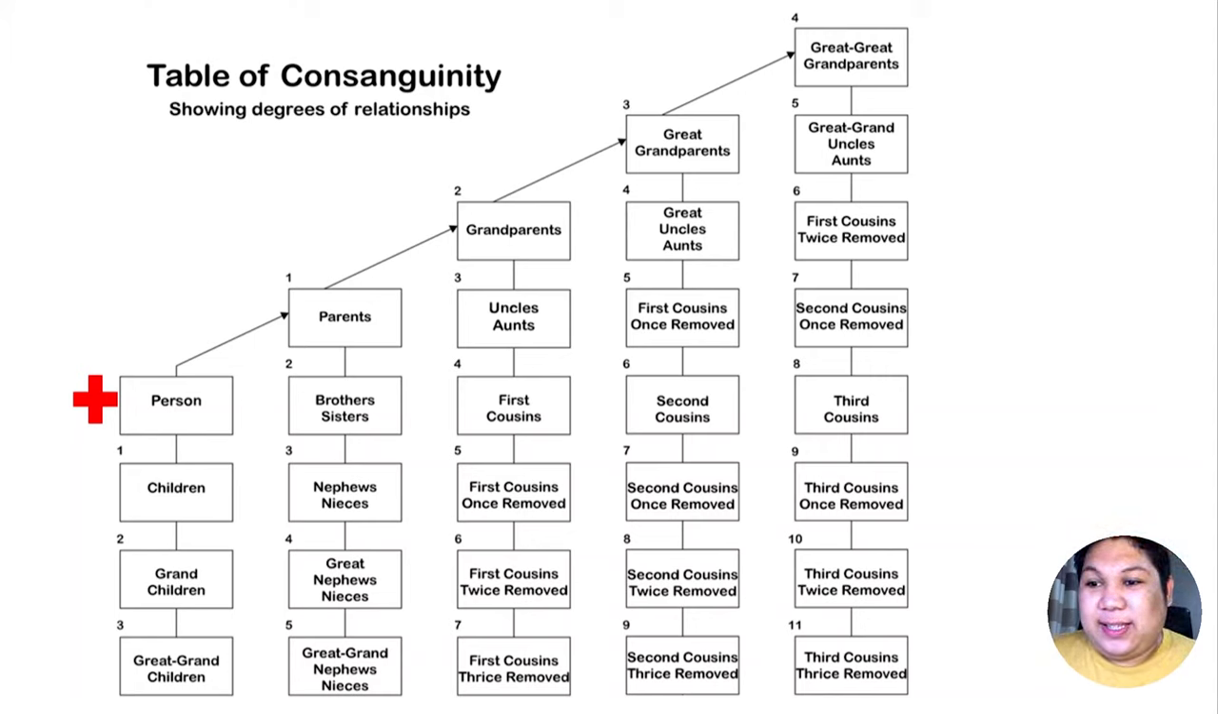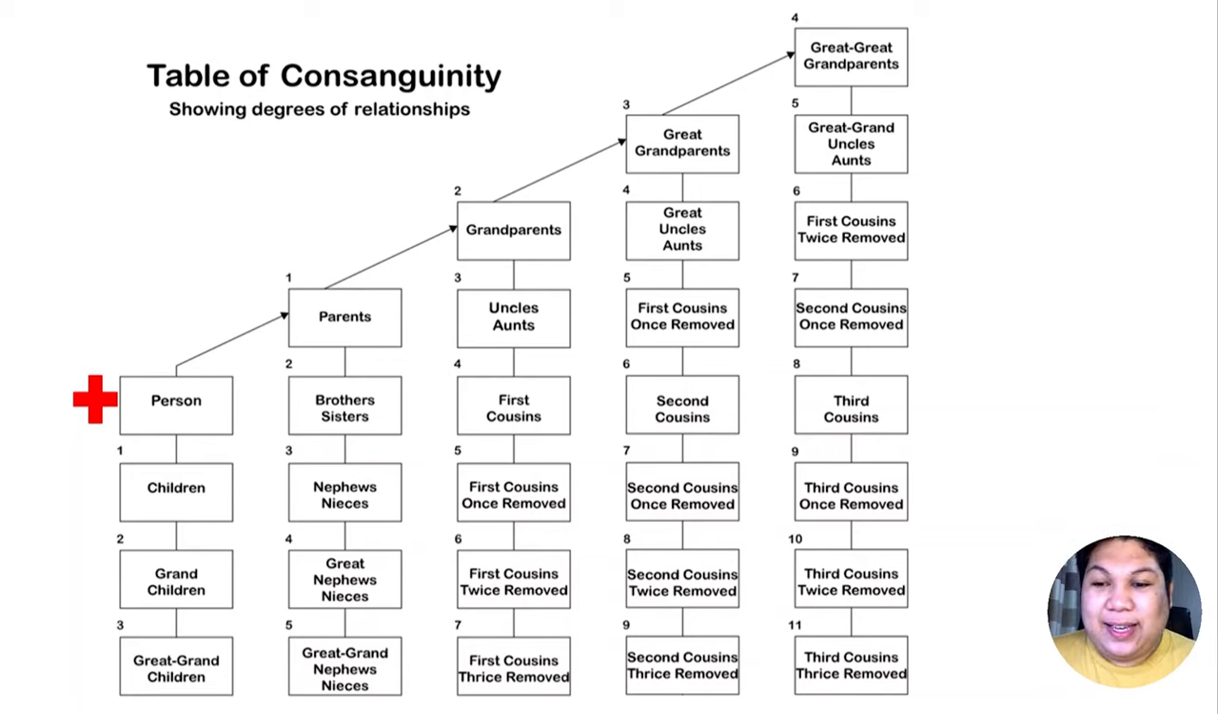So this is Juan again. So we'll go up to the parents. So Juan to his parents is 1 degree. Parents of Juan to his brothers or sisters is another degree. So that is 1, 2, okay? And then from his brothers or sisters to his nephews or nieces is another degree. So 1, 2, 3. Okay, so when we say nephews or nieces, that is third degree of consanguinity.